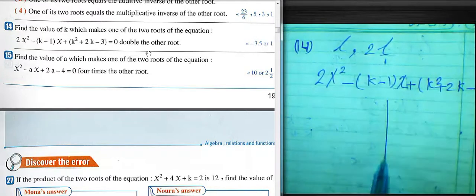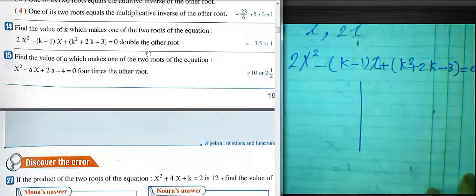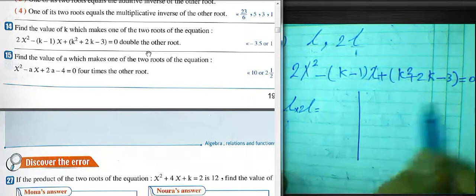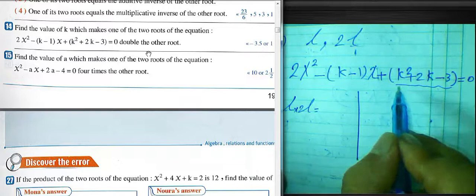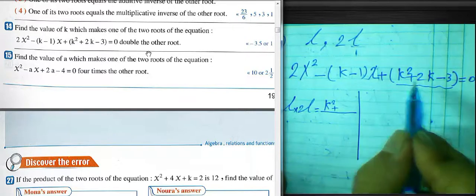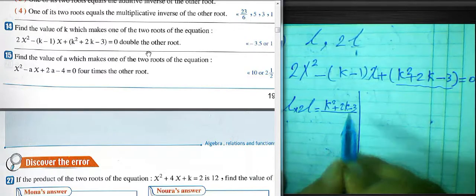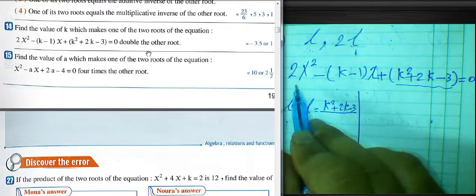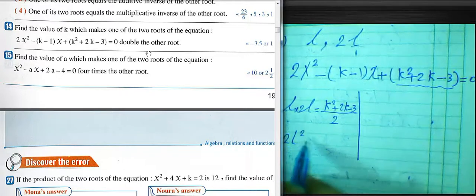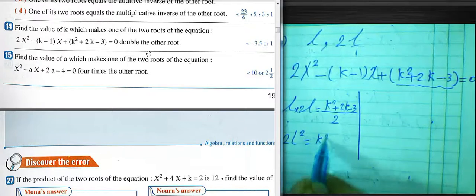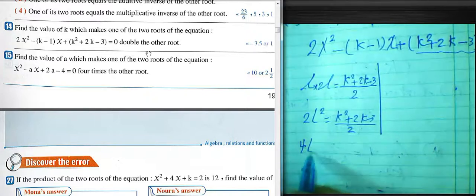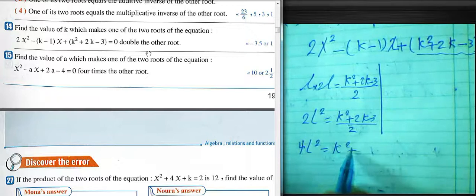We know the two roots. The product of them, L multiplied by 2L, equals the constant number, k power 2 plus 2k minus 3, over the coefficient of x power 2. So we know 2L power 2 equals k power 2 plus 2k subtract 3 over 2. So 4L power 2 equals k power 2 plus 2k subtract 3.